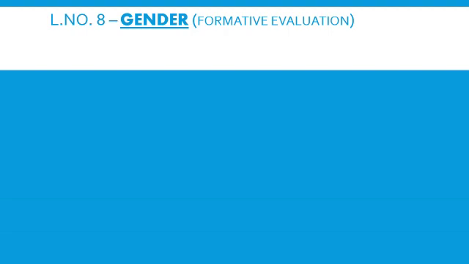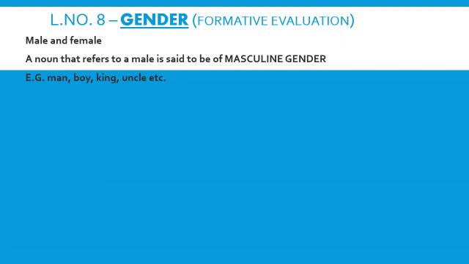Lesson number 8, gender, formative evaluation. So gender, we study the male and the female. You must have understood from the story that I have narrated to you, and we are going to see what is male and who is the female. A noun that refers to a male is said to be of masculine gender. For example, man, boy, king, uncle. So these are male people and they belong to the masculine gender.